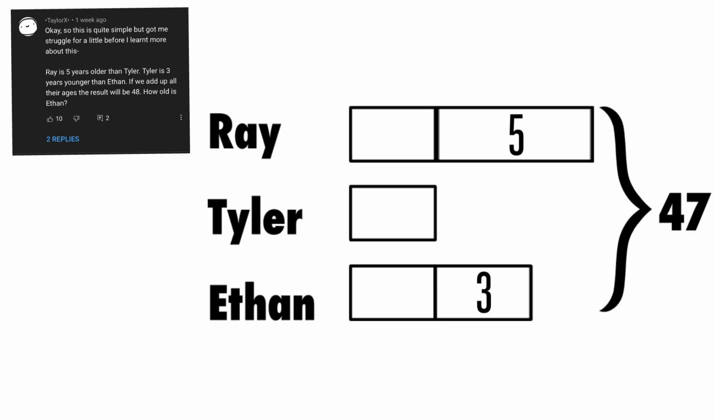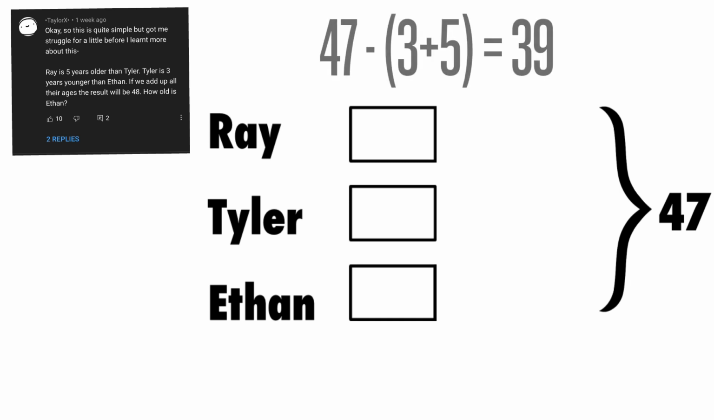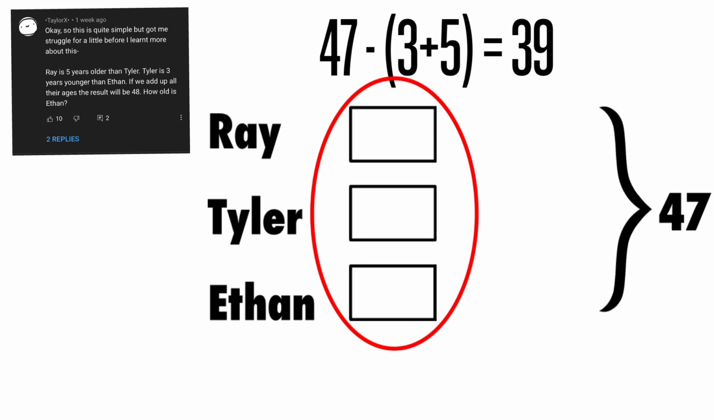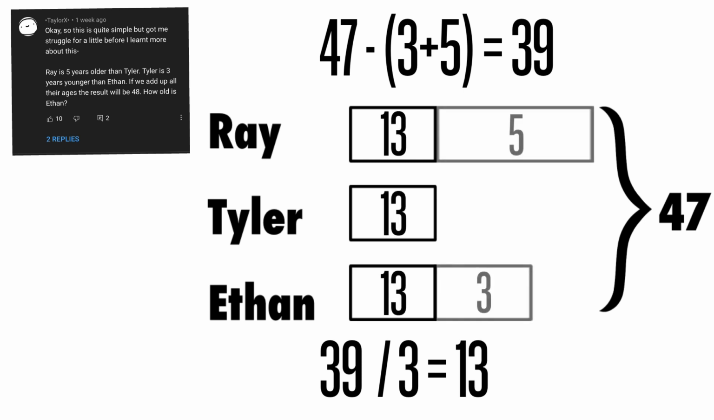What happens if we remove the 5 and 3 blocks? If you remove those blocks, you get 3 other equal blocks. And the total becomes 47 subtracted by 5 and 3, which is 39. As you can see, we can divide the number of blocks by 3 and divide 39 by 3. If we do so, then 3 divided by 3, which is 1 block, is equal to 39 divided by 3, which is 13. Now let us return all the blocks.